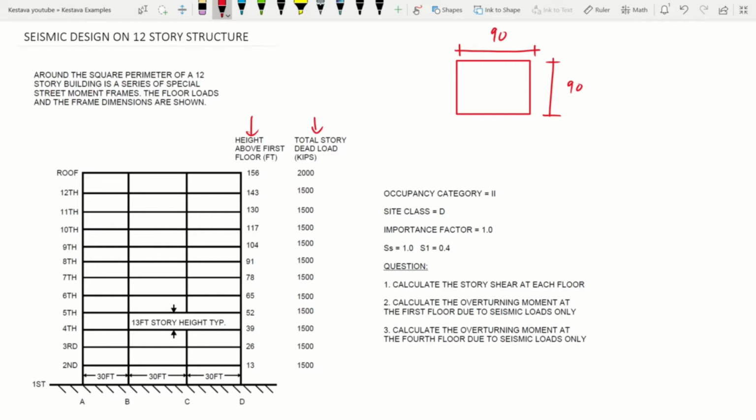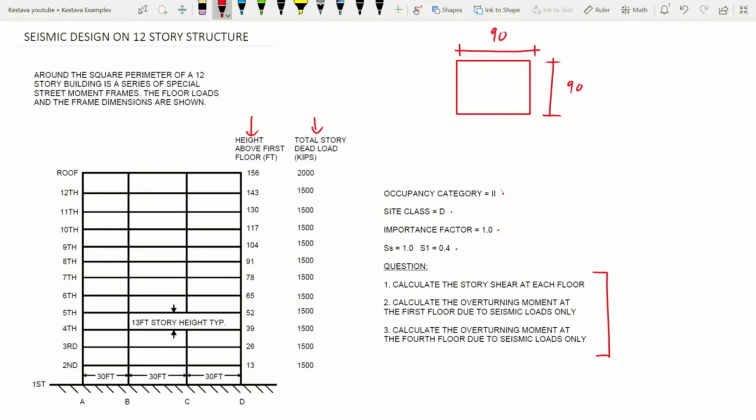We're given a couple things here: an occupancy category of 2, site class of D, importance factor of 1.0, an SS of 1.0, and an S1 of 0.4. And we have 3 questions today. Number 1 is calculate the story shear at each floor. Number 2 is calculate the overturning moment at the first floor due to seismic loads only. And number 3 is calculate the overturning moment at the 4th floor due to seismic loads only. So let's get going with question number 1.